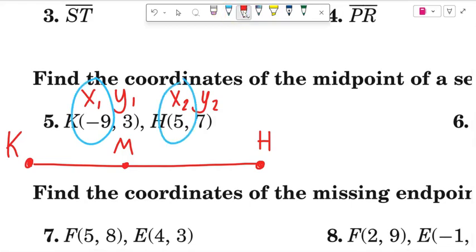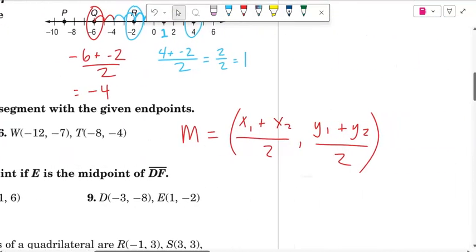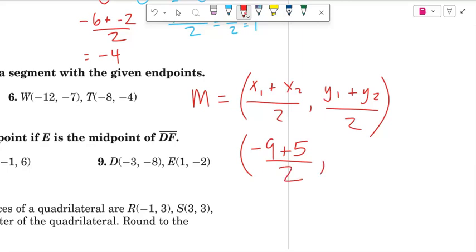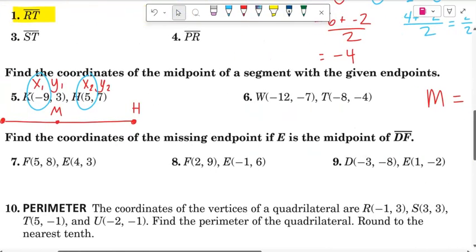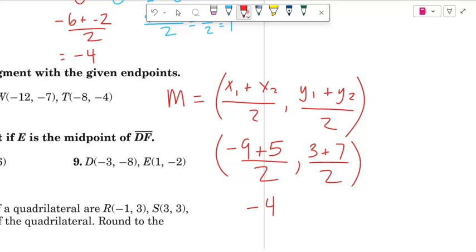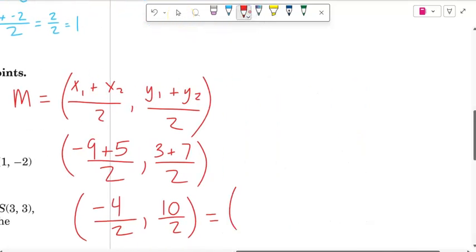So X1 and X2, -9 and 5. So I'm going to come over here and plug in -9 for X1 and 5 for X2. And then my Y1 and Y2 values are 3 and 7. So I've got Y1 is 3, Y2 is 7, and we're rocking and rolling, right? -9 plus 5 is -4 over 2, comma, 3 plus 7 is 10. And we're going to finish by simplifying those fractions. So we get -2, comma, 5.